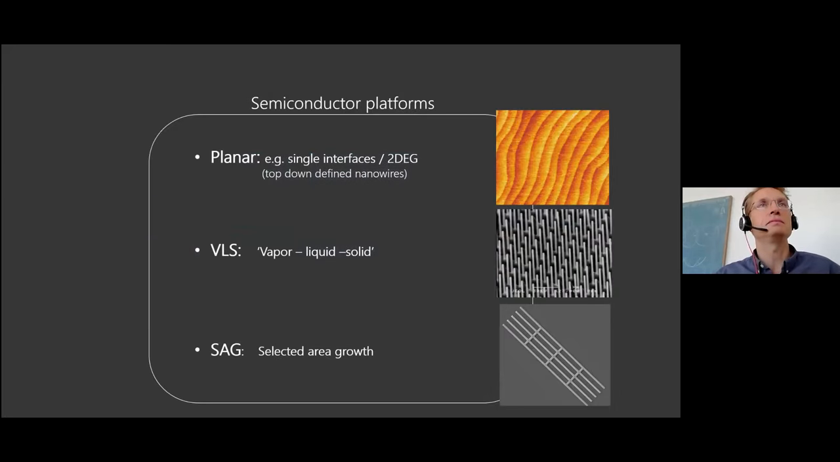Okay, the semiconductor platforms we typically start with are these three different types. We have the planar ones, which is the simple case because you only need to consider one type of interface typically. This is what you also do when you grow 2DEGs and so on. And then, with lithography, we define our nanowires afterwards. And then there are, of course, the VLS wires and SAG wires. And I assume most of you are familiar with these platforms.